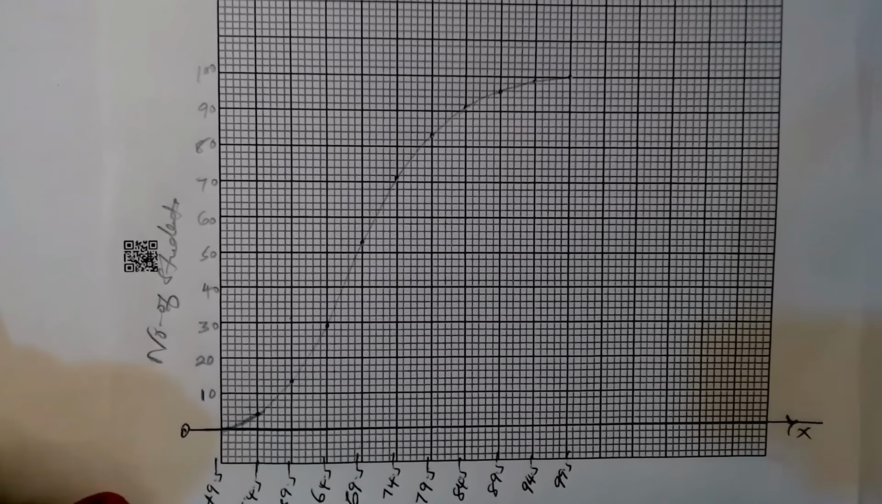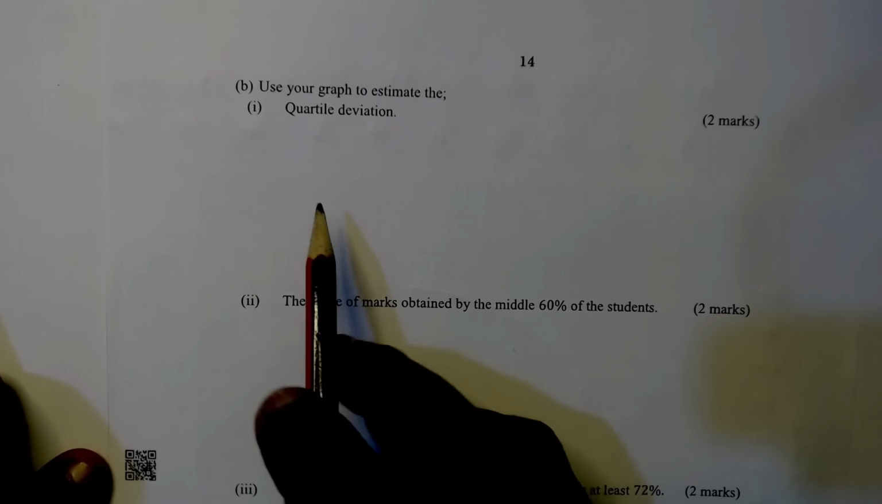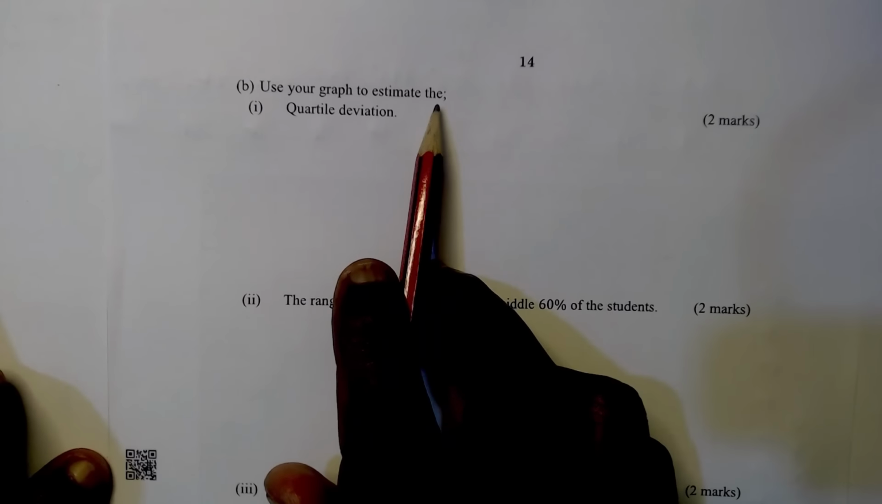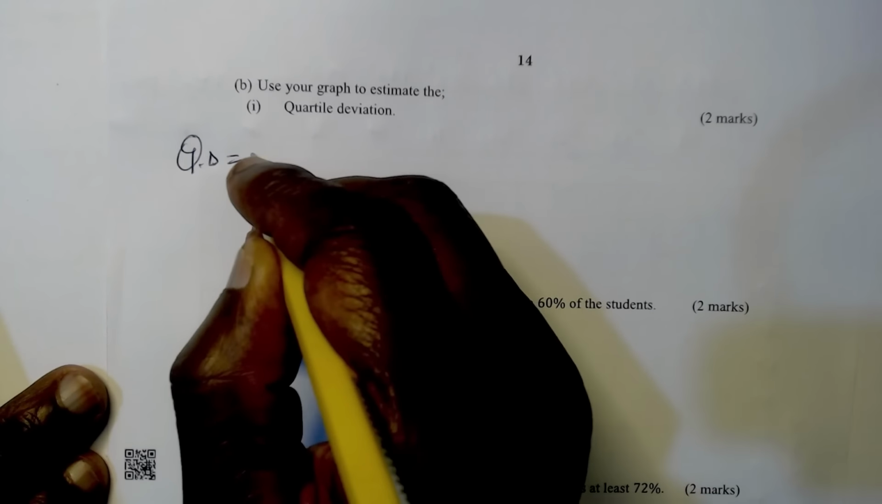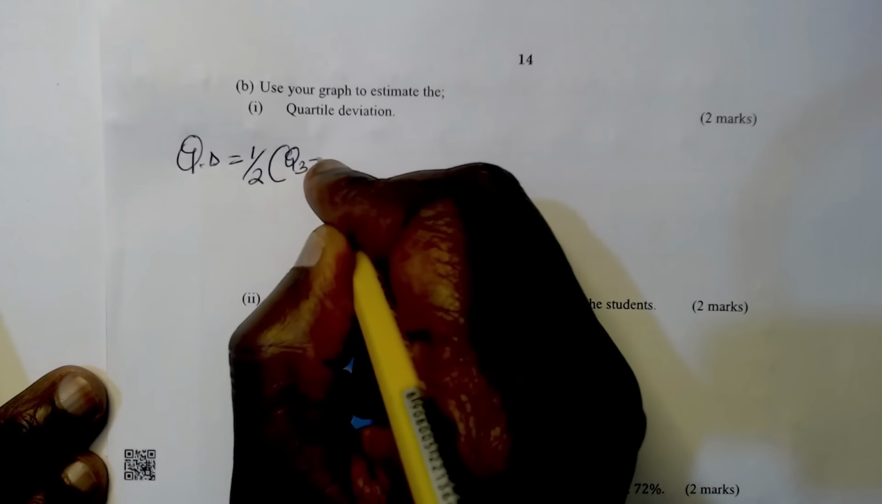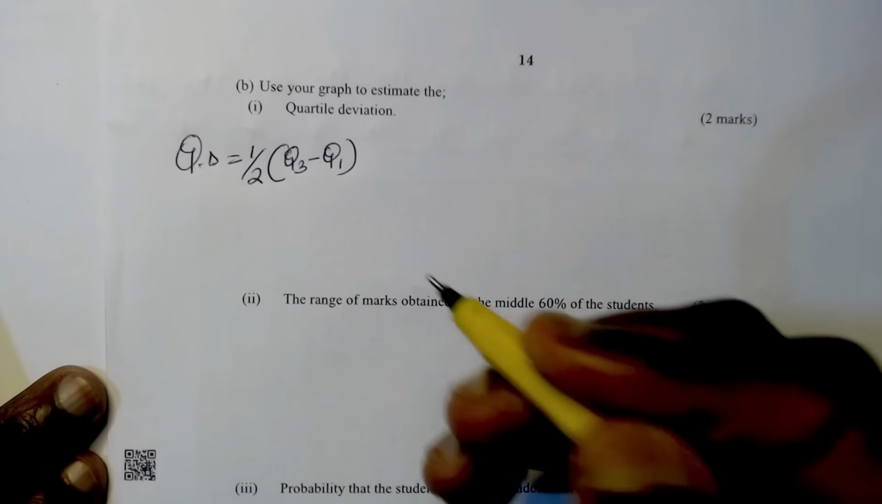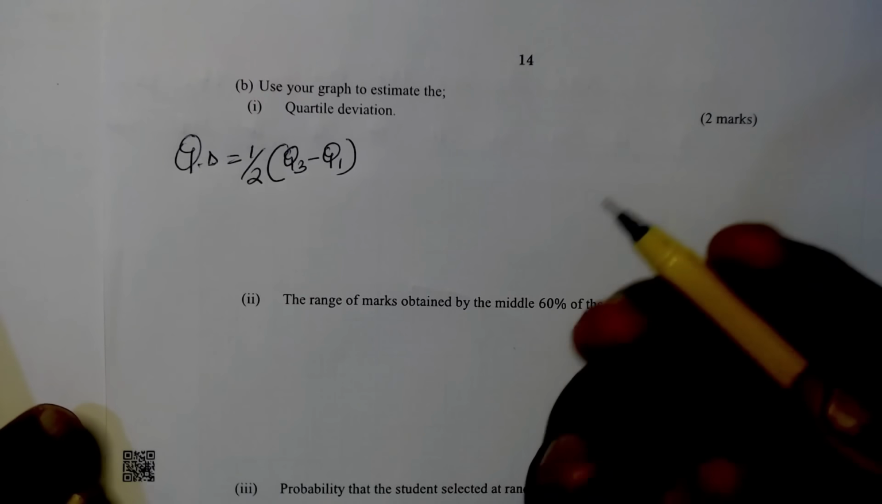Let's go to the questions. The first question, part B, from a graph, estimate the quartile deviation. So how do you get the quartile deviation? Quartile deviation is obtained by taking a half multiplied by Q3 minus Q1, or simply you can take Q3 minus Q1 divided by 2.